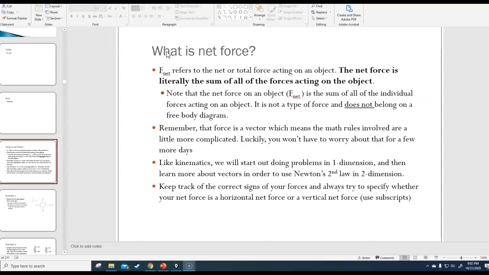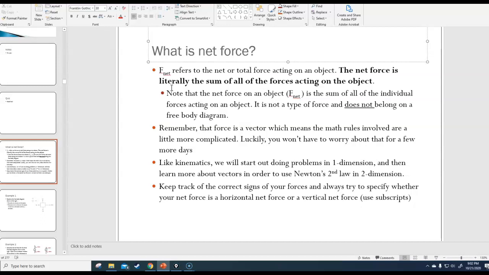Now we've kind of alluded to net force in Newton's first law, because Newton's first law says an object at rest remains at rest, and an object in motion remains in motion at constant velocity. That's the most important part: unless acted upon by a net force. Okay, so what does that mean, net force?